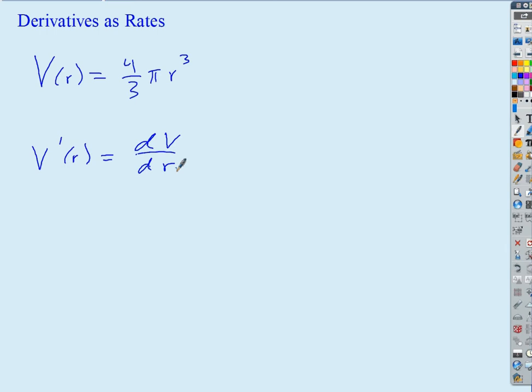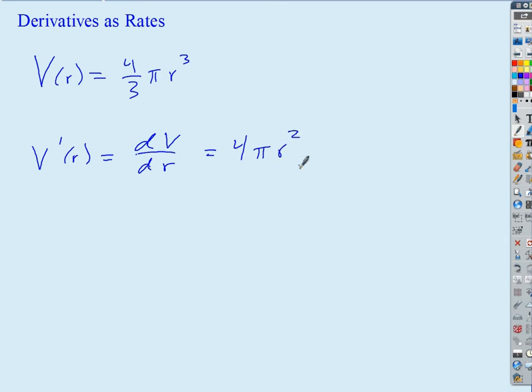And I don't care about the answer here. Yeah, I know you guys can do the power rule. I mean, we could do that if we wanted to. Let's go ahead and take the good practice. What is the derivative? What's the derivative of r cubed? 3r squared. So if I bring the 3 down, 3 times 4/3 is 4. So 4 pi r squared is the answer.